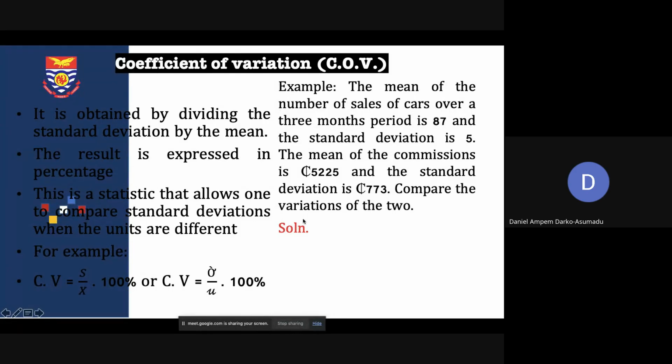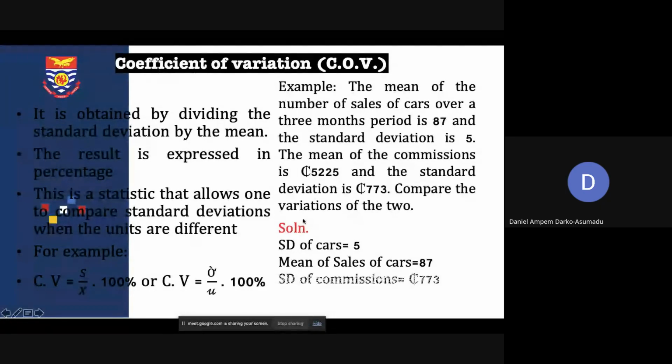So if I ask you a question like, the mean of the number of sales of cars over a 3 month period is 87, and the standard deviation is 5, then the mean of the commission is 5,225, and the standard deviation on that commission is 775. Compare the variations of the two. So the standard deviation of cars is 5, and the mean for sales of cars is 87. Then the standard deviation of the commission is 773, and the mean commission for selling a car is 5,225.